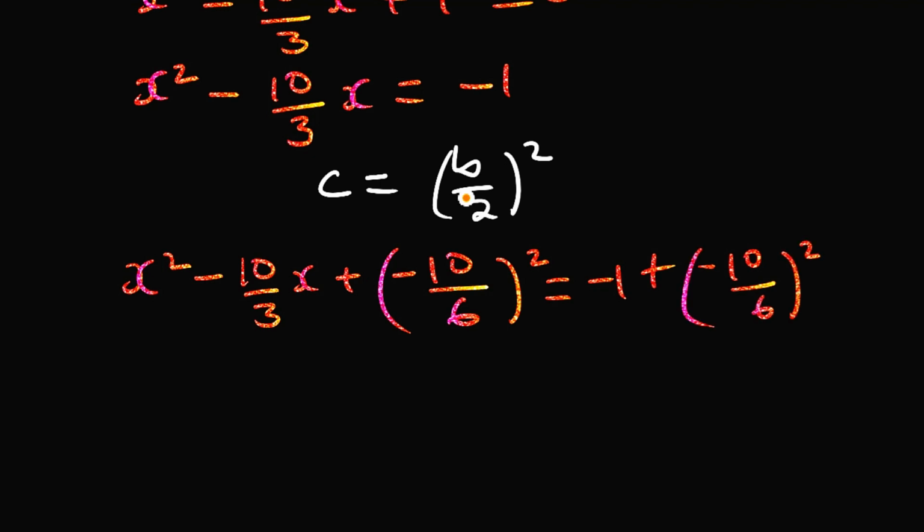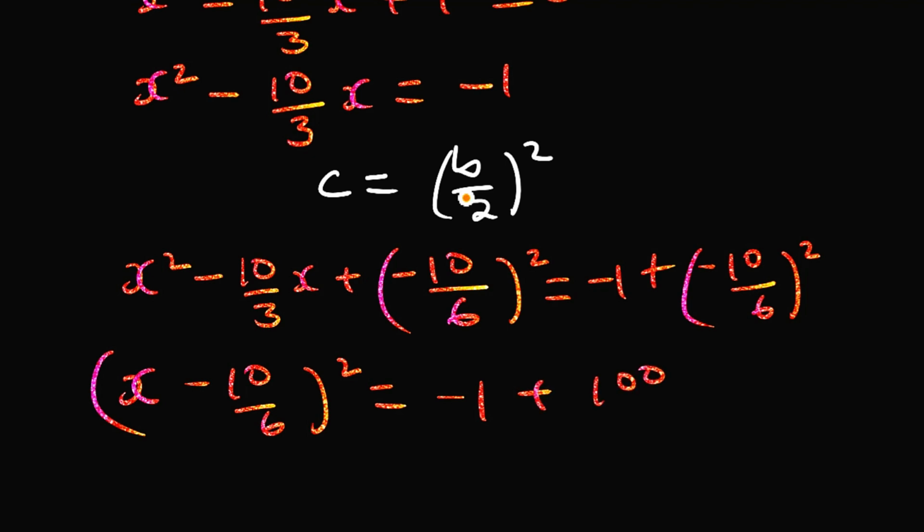Now the next step would be to take the complete square or the perfect square in the left hand side of the equation. That will be x squared. We take the root of x squared, that is x. Then we add the square root of the new c, which will just be negative 10 over 6. Then we square it. And then we simplify the right hand side of the equation. So that will be negative 1 plus negative 10 over 6 squared, that will be 100 over 36.